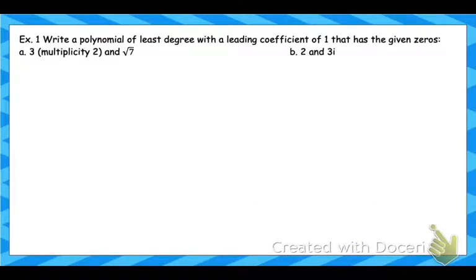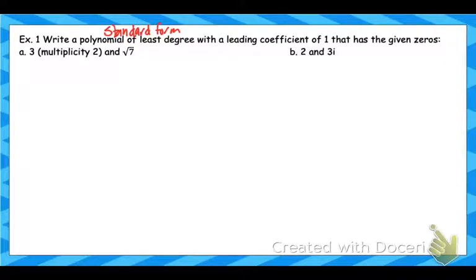So what we're going to do is write the equation of a polynomial. It says with a leading coefficient of 1, so we're not going to have to worry about finding that a value, but we do need to write it in standard form. And I realize it doesn't say that in the directions, but it should. So we're going to write this in standard form.